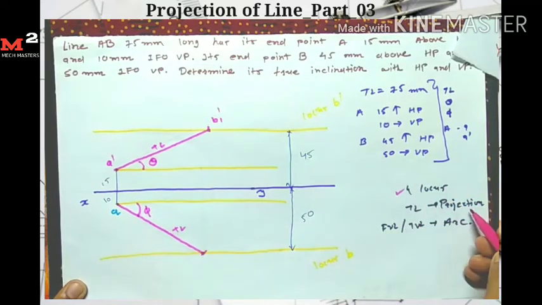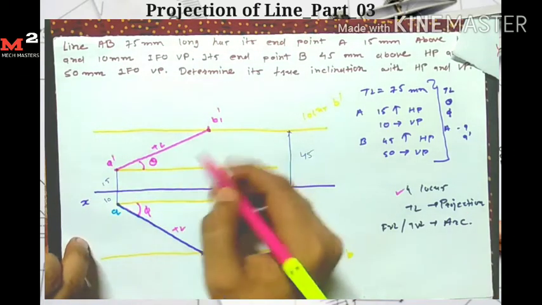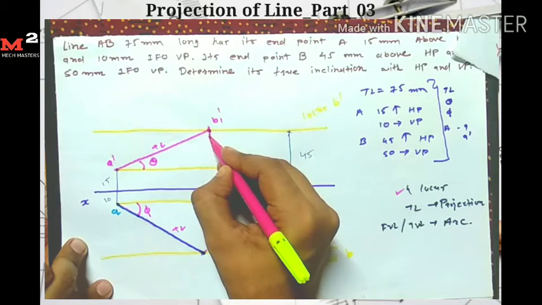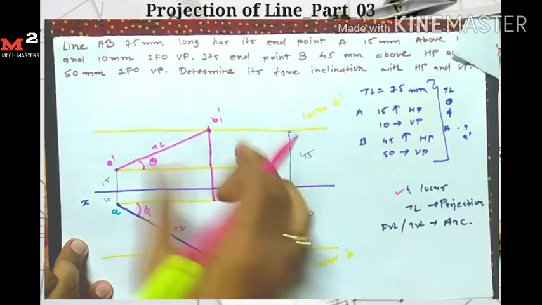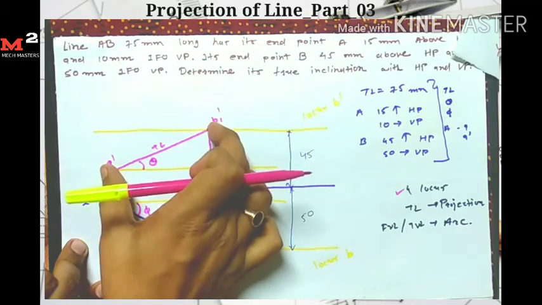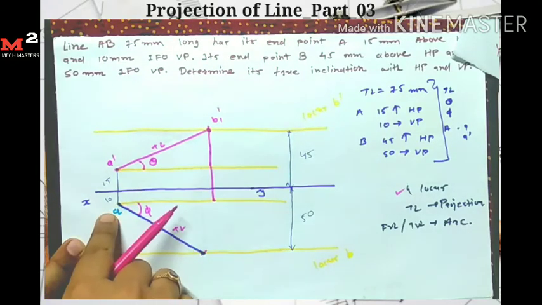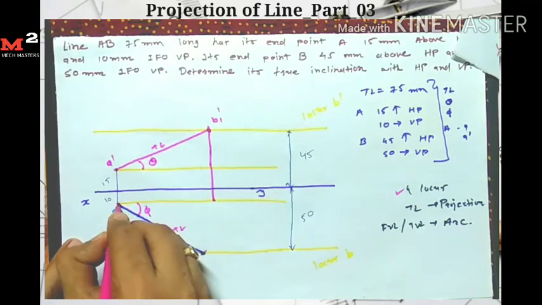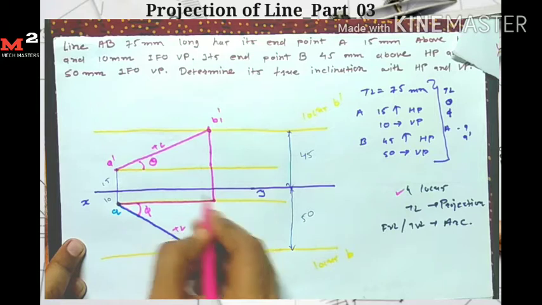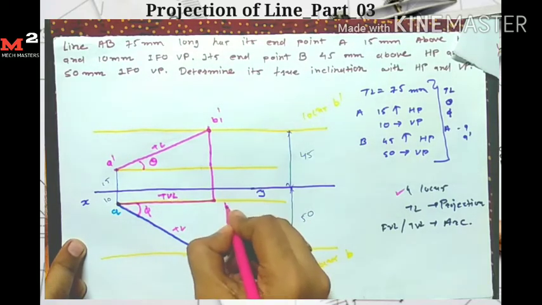Now from the true length I draw the projection up to the locus of A. I draw the projection for this line A dash B1 dash. I get the projection of A dash at this point, so I take the projection of B1 dash on this line. Here I get my top view length, and I give it the name B1.